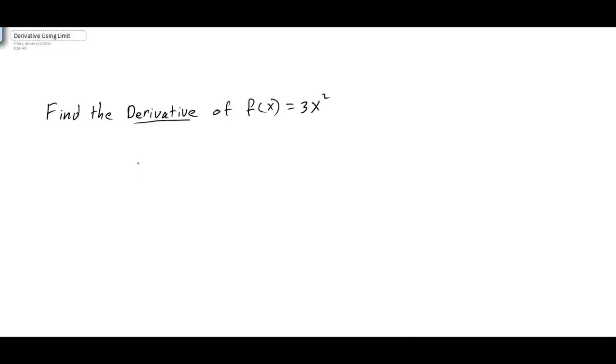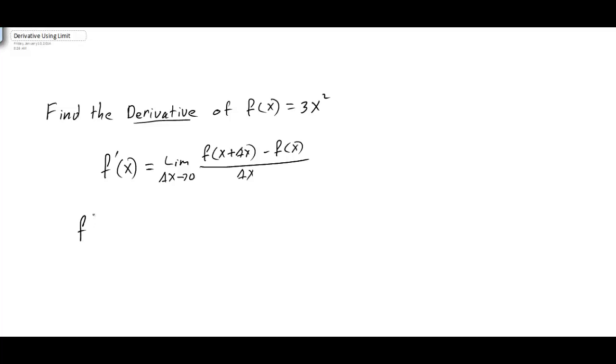If you recall, we said that the derivative f prime of x is equal to the limit of f of x plus delta x minus f of x, divided by delta x, and we're looking at the limit as delta x goes to 0. So using this limit definition of our derivative, we want to find the derivative of 3x squared.